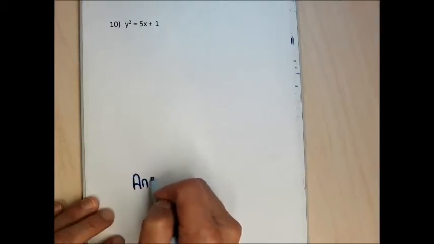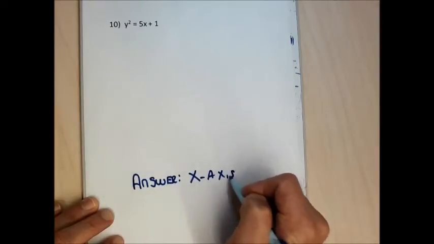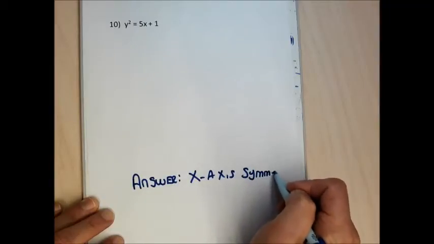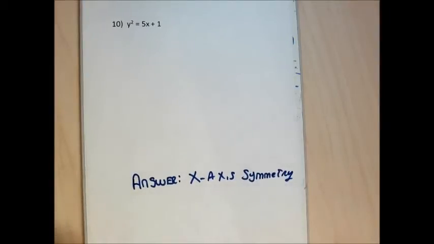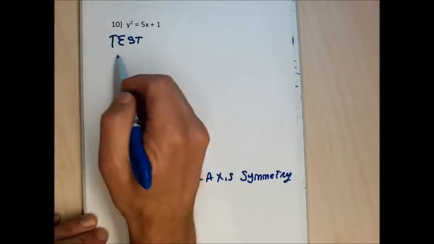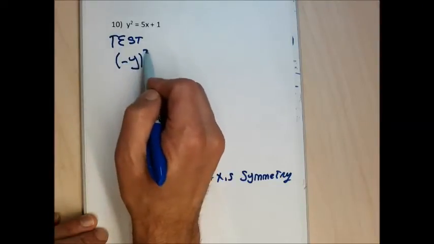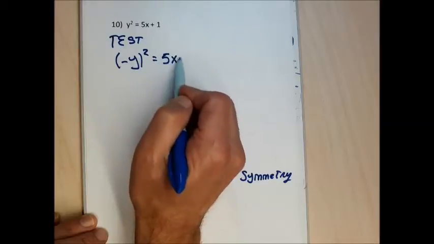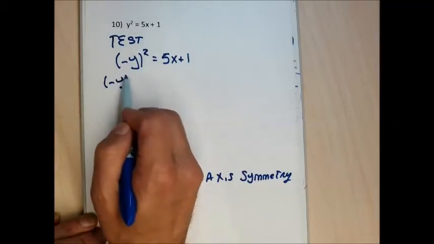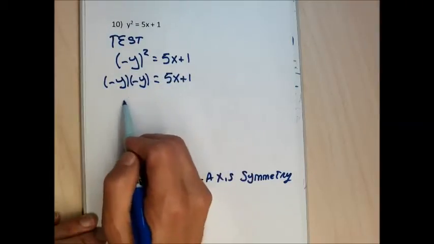Problem 10, because it has a y squared, it's probably going to have x-axis symmetry. I could even show you that without graphing. The proper test to confirm this, the test for x-axis symmetry, is to change the y to negative y and simplify. And if it simplifies to be the original problem, then when I graph the equation, a line drawn through the x-axis will cut it into equal halves.